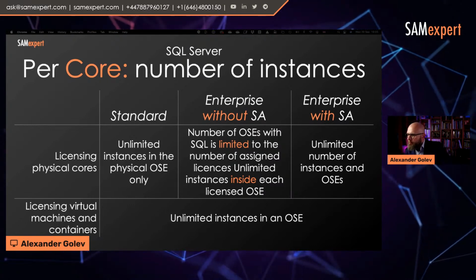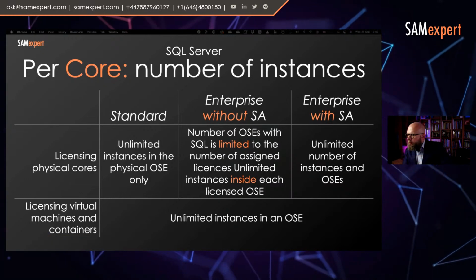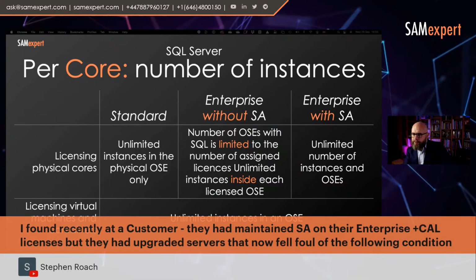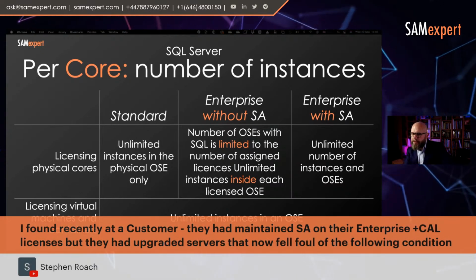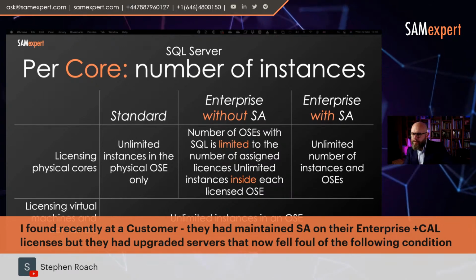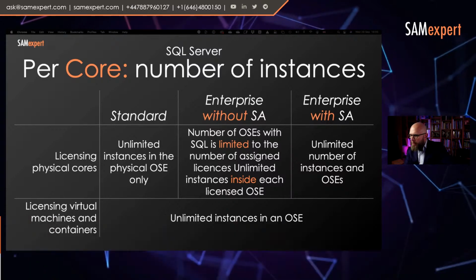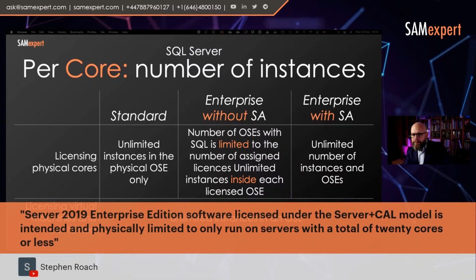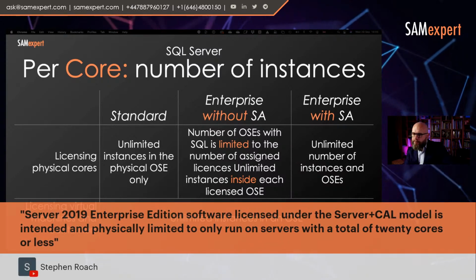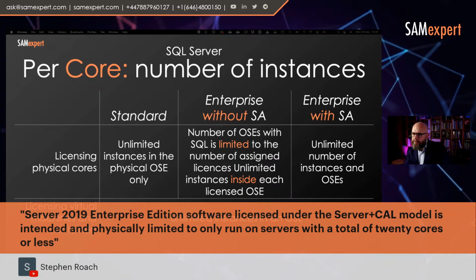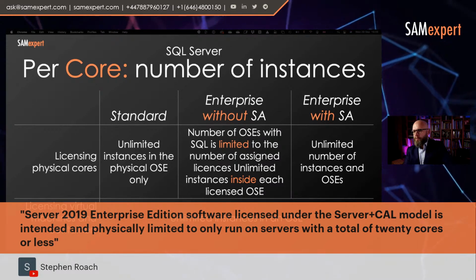We have a question from Steven. I found recently this customer, they had maintained software assurance, I'll put it on screen, on the Enterprise plus CAL license, but they had upgraded servers that now fell for the following condition. What is this condition? Server 2019 Enterprise Edition software license on the Server plus CAL model is intended and physically limited to only around the server, but the total of 20 costs.